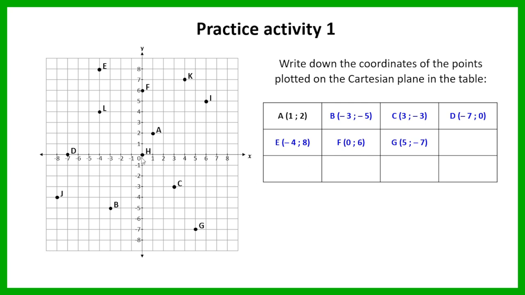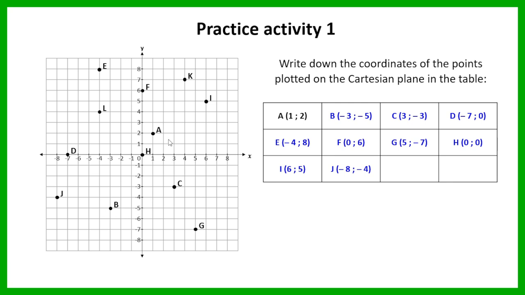H is the origin over here. The x and the y value are both going to be 0 over there. So H is the point 0, 0. Then I is over here. The x value at I is 6 and the y value is 5. So that's going to be the point 6, 5. Then J is over here. The x value is -8 and the y value is -4. So J is going to be -8, -4.